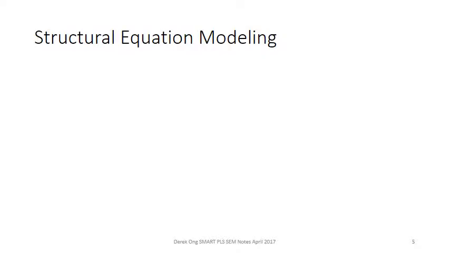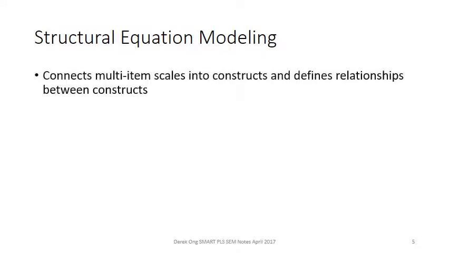So what is SEM? SEM is basically a method that connects multi-item scales into constructs and defines relationships between these constructs. Now this is especially important if you are doing what we call social sciences, because a lot of the variables in social sciences are what we call latent variables. And latent variables are variables that are not easily defined.